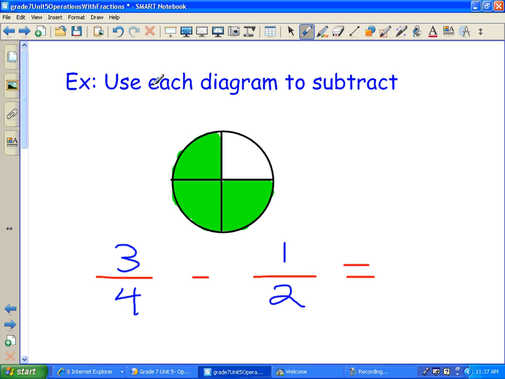Here's another one. It says use each diagram to subtract. Okay, so here's what we have. We have 3/4, and we're going to subtract 1/2. So this is 3/4. What's half of this entire circle? Well, we're going to cover up this right here. So this is 1/2 covered up. And what's left? There's only 1 piece left uncovered out of the 4 pieces. And that's what you end up with as your answer.